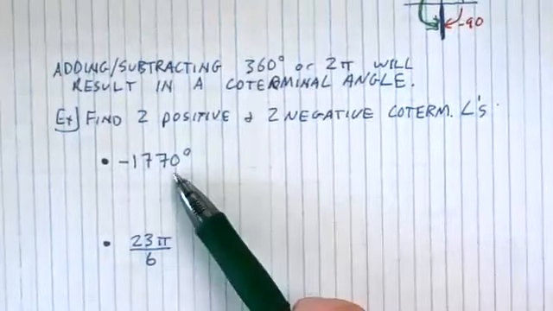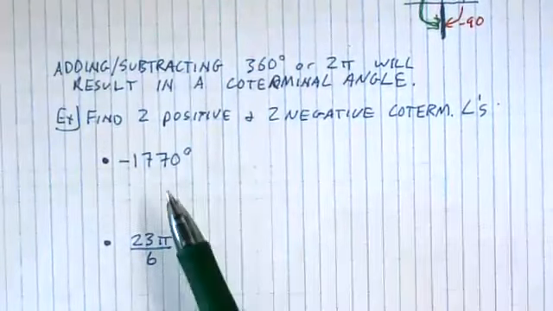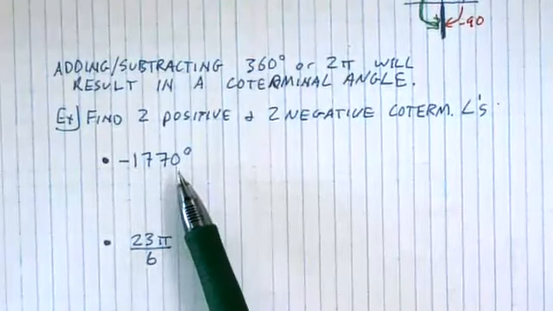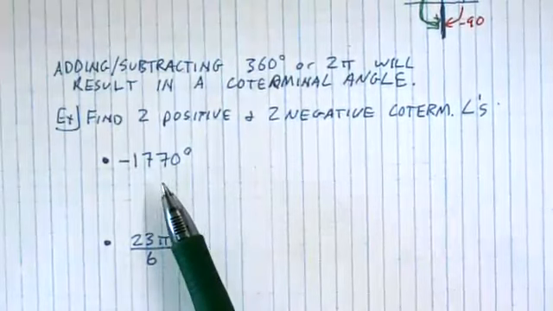So I've got a negative angle. If I wanted to find a positive or a negative coterminal angle, what am I going to be doing to this negative 1770? I would probably just start adding or subtracting 360s from it, right?